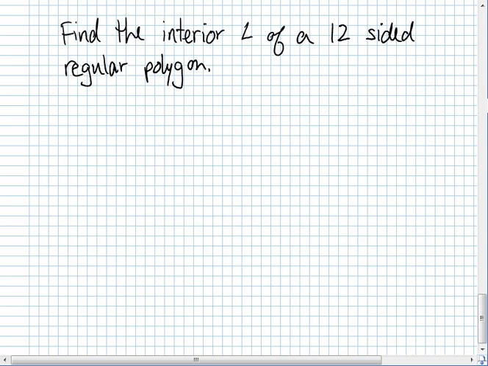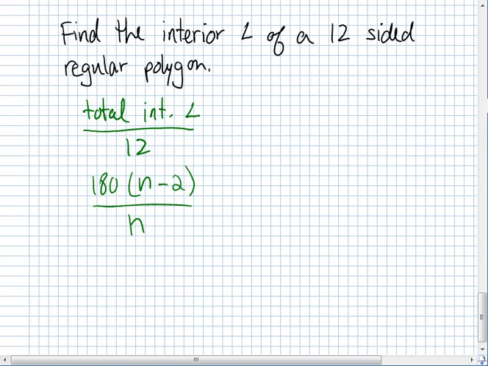Well, this is the kind of question you would have seen on Thursday. Find the interior angle, the individual angle, of a 12-sided regular polygon. Remember, all the angles are going to be the same. So if you know the total of all the interior angles, just divide by 12. And this is how you would have done it on Thursday. We know that the total of all the interior angles is 180 times (n minus 2), all divided by n, where n, for example, is 12. You just work out a little bit of math there and you get the answer, 150 degrees. But that's an awful lot of work.